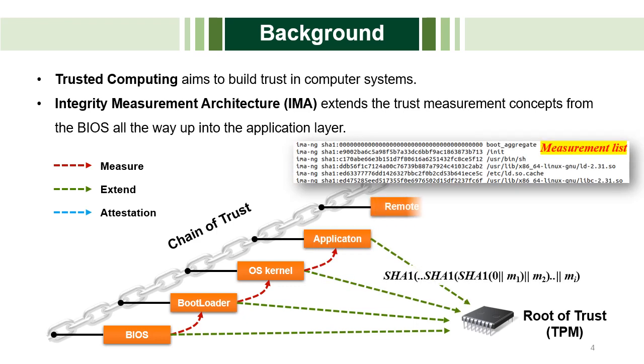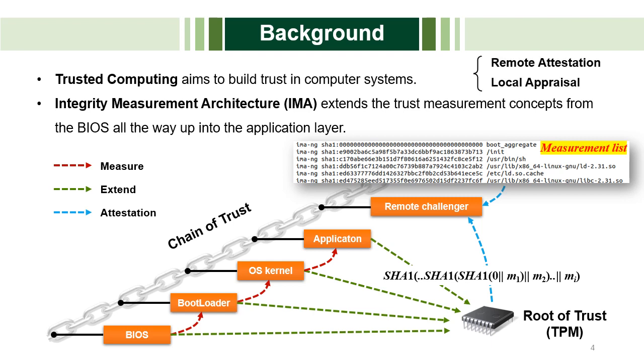Based on trusted computing, IBM Research Center proposed Integrity Measurement Architecture (IMA) in 2004, which first extends the trust measurement concepts from the BIOS all the way up into the application layer. There are two main mechanisms in IMA, named remote attestation and local appraisal.